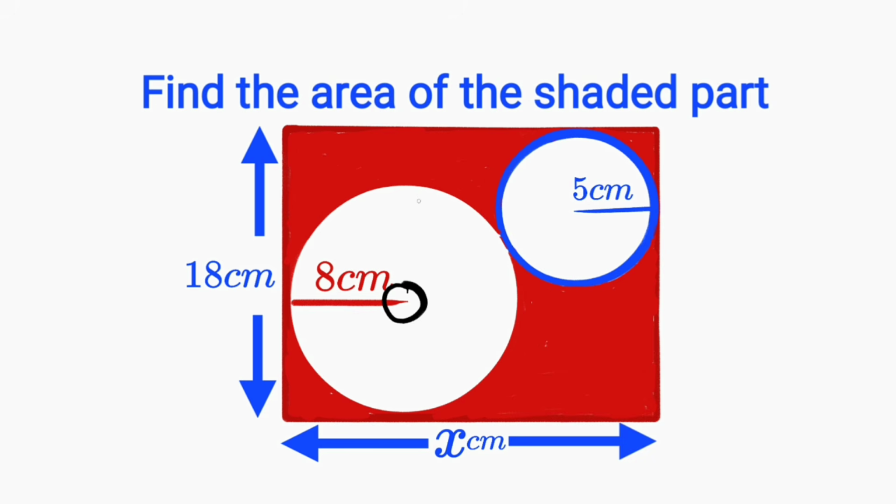This is the center of this particular circle, and we have another center here. If I connect the centers together, the total length will be 13. From here to here is 8, from here to here is 5, 8 plus 5 is 13. And then I would like to form a right angle triangle here. This is a right angle triangle. The length here will be 5 centimeters.